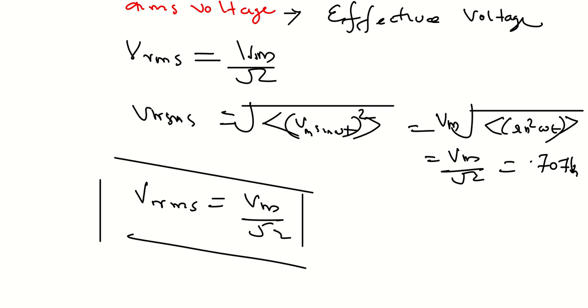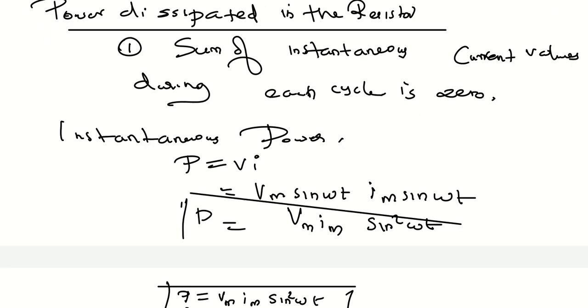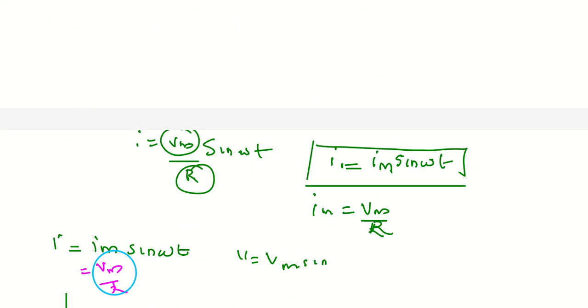Okay, so you know what is meant by VRMS and what is meant by IRMS. Okay, next we have to study what is an inductor. For that we will do it in the next class. So you remember all these things.